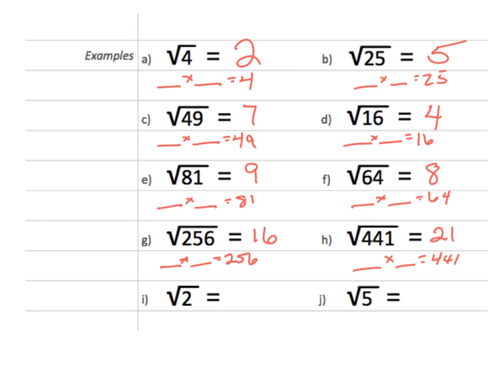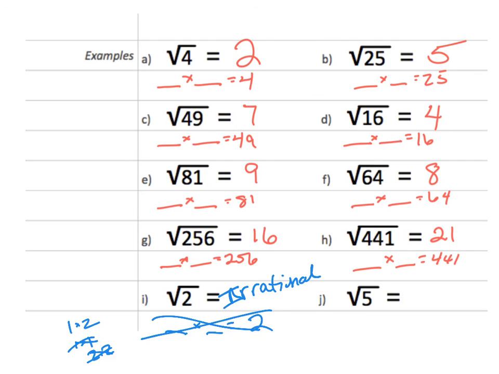The next two are harder because they don't work. Let's take a look at these. Is there a number times itself that equals 2? 1 times 1 does not work. 2 times 2 does not work. So there is nothing that works when multiplied by itself. So this is an irrational number. Same thing with 5. What number times itself equals 5? There is nothing. So this one is also irrational.